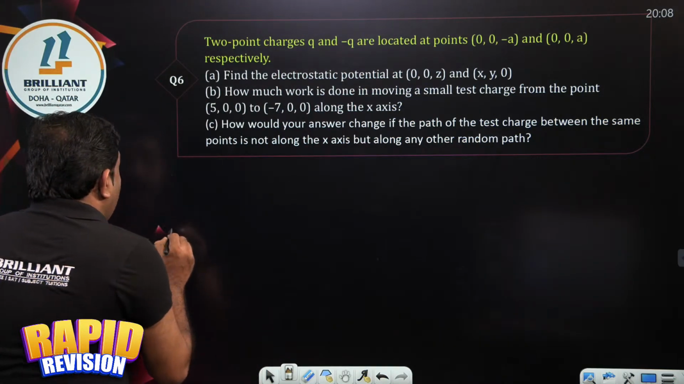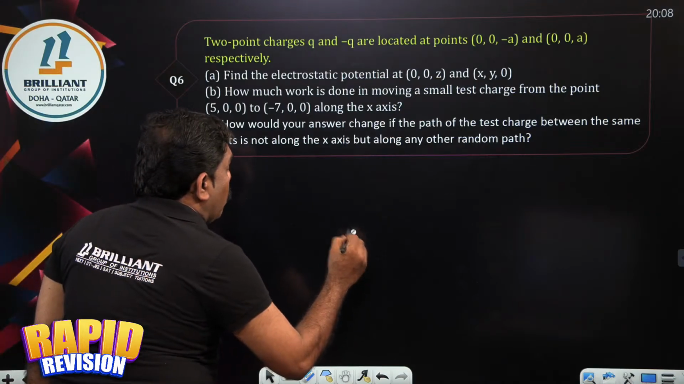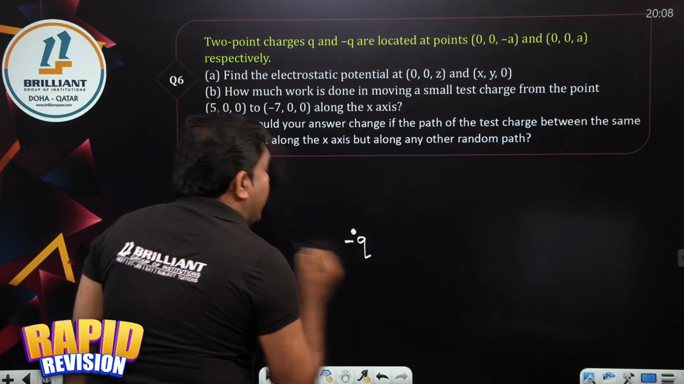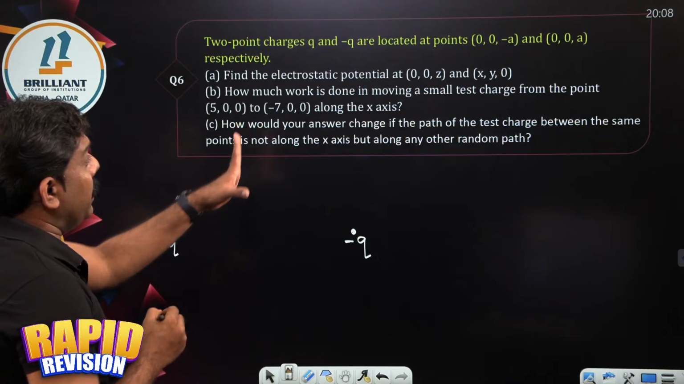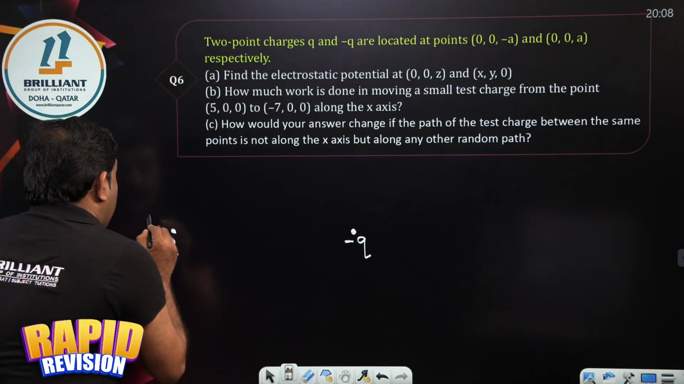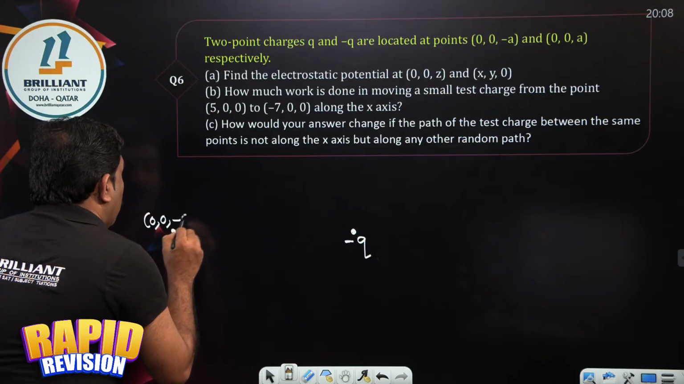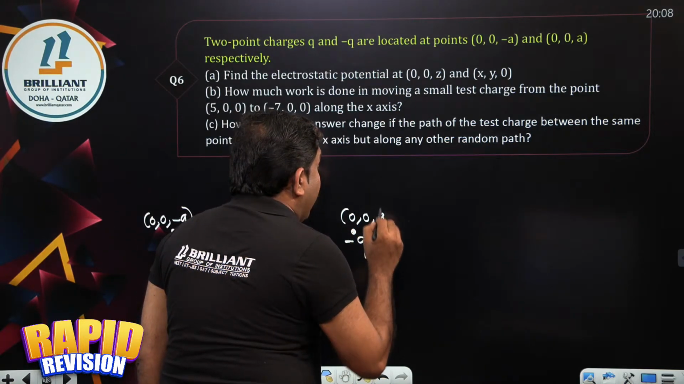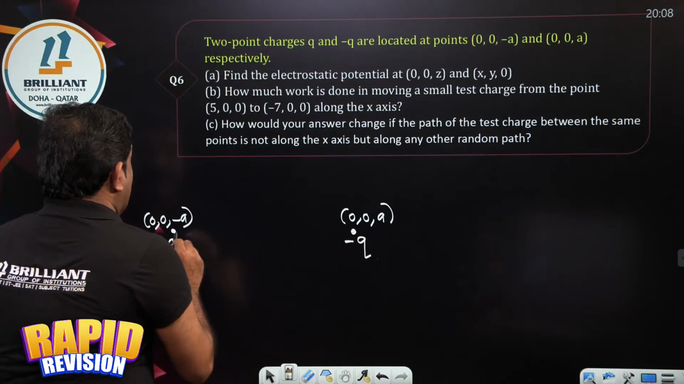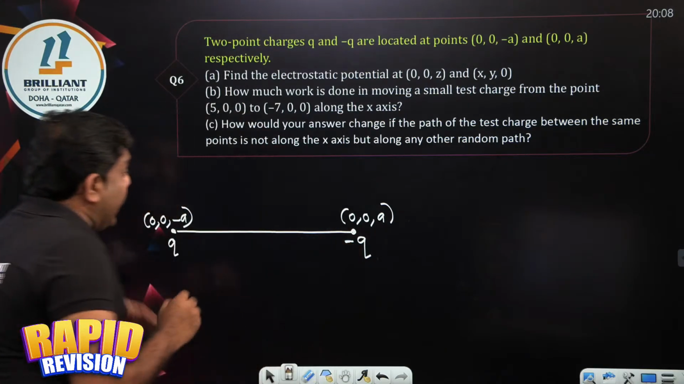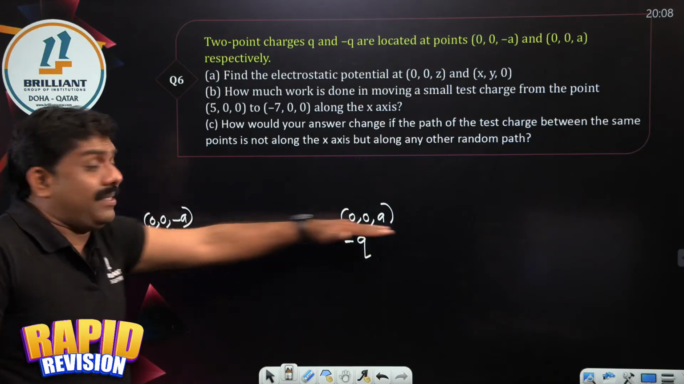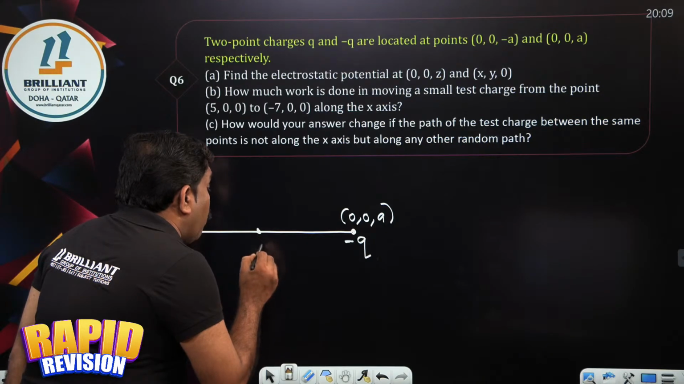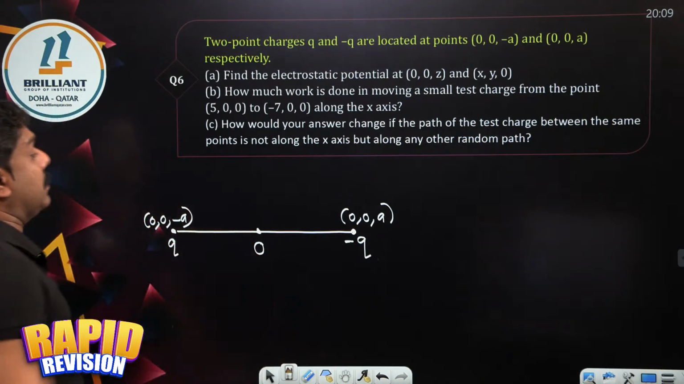So I'm marking the dipole here. First, one charge Q, and here we have a charge minus Q. Charge Q is at the coordinate (0, 0, -A). Charge minus Q is at (0, 0, A). Now they are separated along an axis. This is the Z axis, you can see the coordinates. And this is the origin of the Cartesian system.